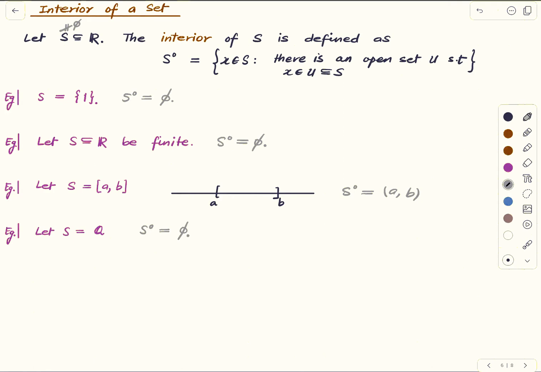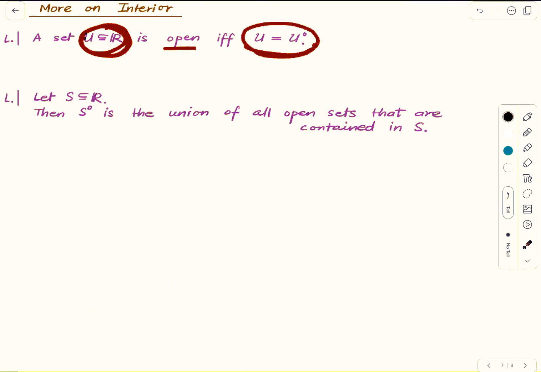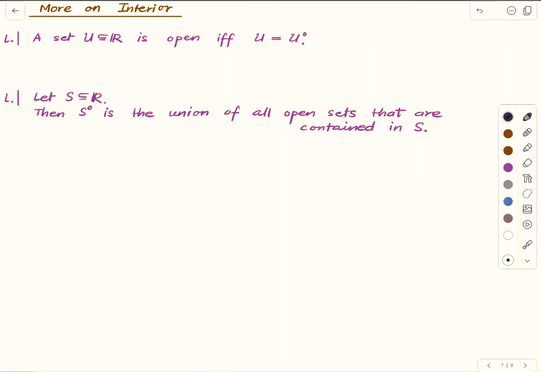Right? So some nice examples. And let's maybe finish the lecture with this. So here is a reformulation of openness. A subset U of R is open if and only if U is the same as U interior. Right? So let's prove this.